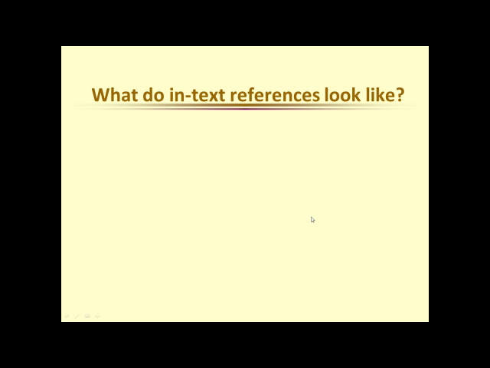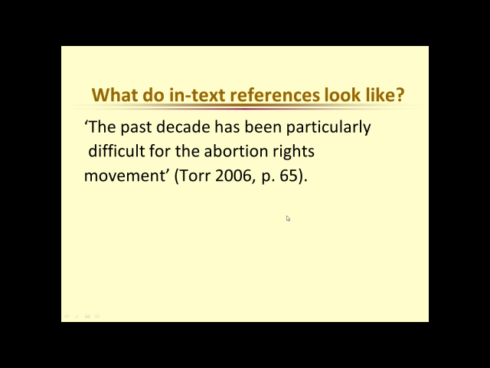So, what do your in-text references look like? You choose a sentence from a source which enhances what you are trying to say in your assignment. Put it into single quotation marks if it is a direct quote, that is the exact words of the author, and add in brackets the author's last name, the year published, and the page number if known.